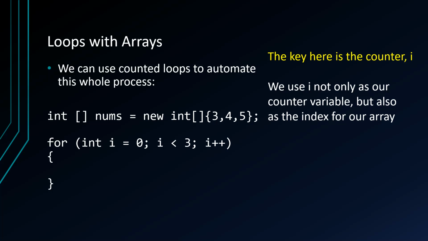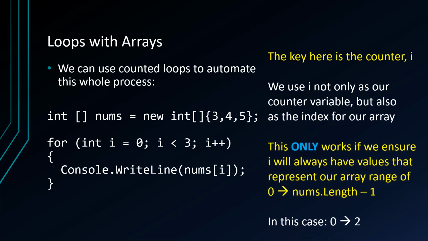Now, what is our array range? It's all the valid values of indexes or indices. What does that mean? Well, that means everything from 0 up to nums.length minus 1. Well, what's nums.length here? Well, it's 3. So minus 1 is 2. So our valid index values are 0, 1, and 2.